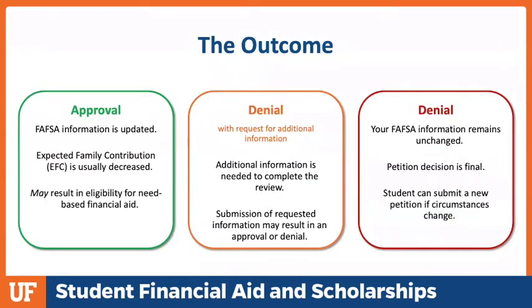So what's the outcome? You submitted your petition, now you're waiting for that decision. There are 3 decisions that can be made once your petition is reviewed. The first one is the approval. If you get an approved petition, your FAFSA information is updated, your expected family contribution is usually decreased, and this may result in eligibility for need-based financial aid.